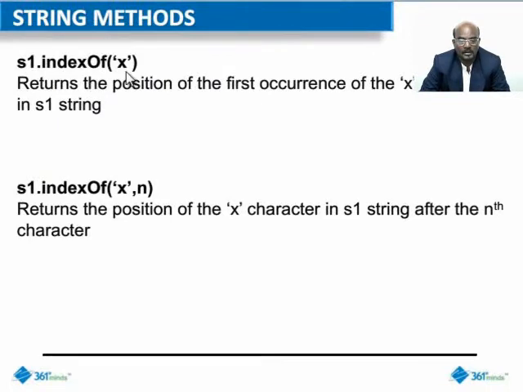The indexOf is a method wherein it just checks for the occurrence or the position of the x character. The single quote x is the character that we are giving, so it will check the position of the first occurrence of the x character in the s1 string. The s1.indexOf(x, n), where n is a number, returns the position of the x character in the s1 string after the nth character. Which means if you want to check the position of e after l, then you type it as s1.indexOf('e', 3), where l in apple has an index value of 3, so e will be returned in the word apple. So this is what indexOf tells you.